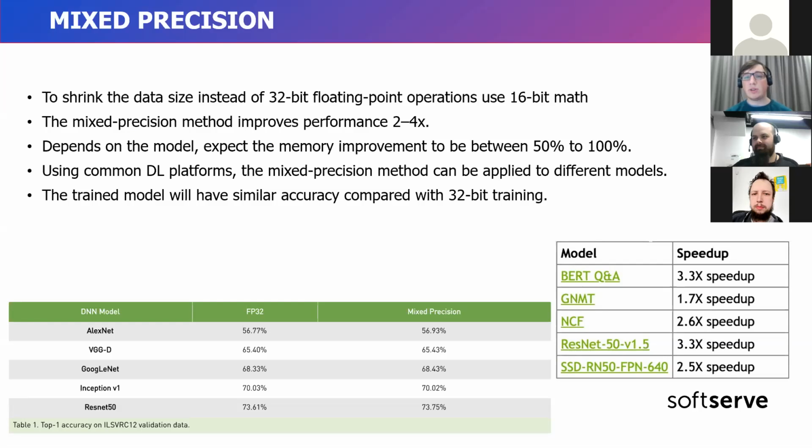Most deep learning frameworks support this feature as easy to use, and we can use it and just receive some speed up. And the main advantage also of the mixed precision is that usually the accuracy of the algorithm is not changing when we're moving from float 32 to the mixed precision.